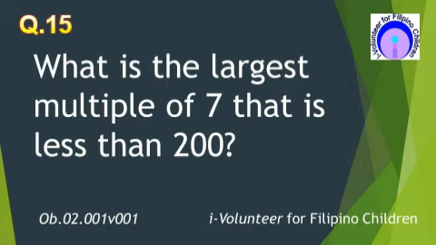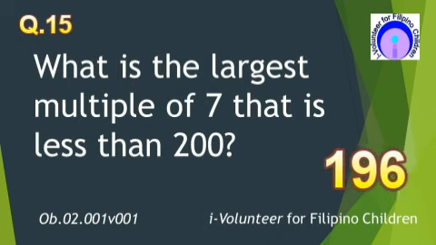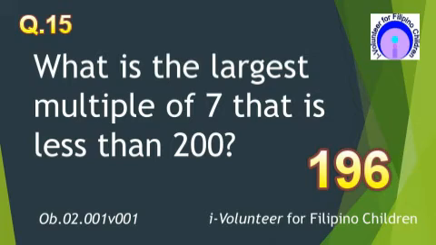Question number 15. What is the largest multiple of 7 that is less than 200? The answer is 196.